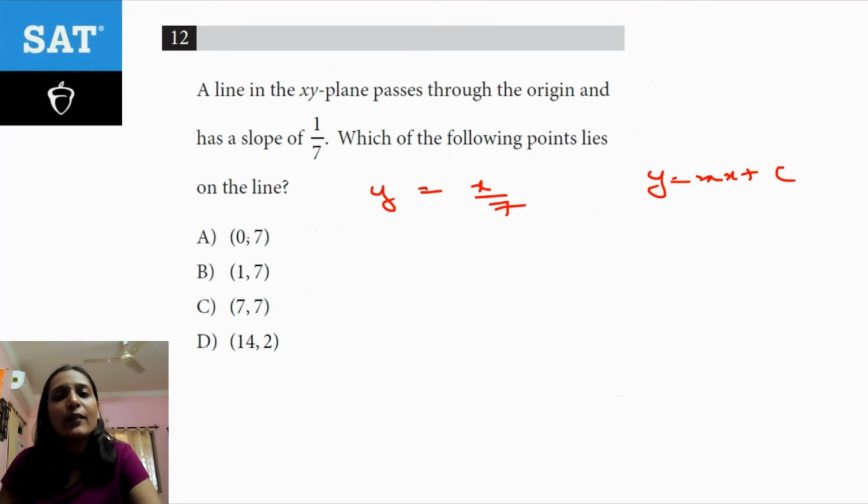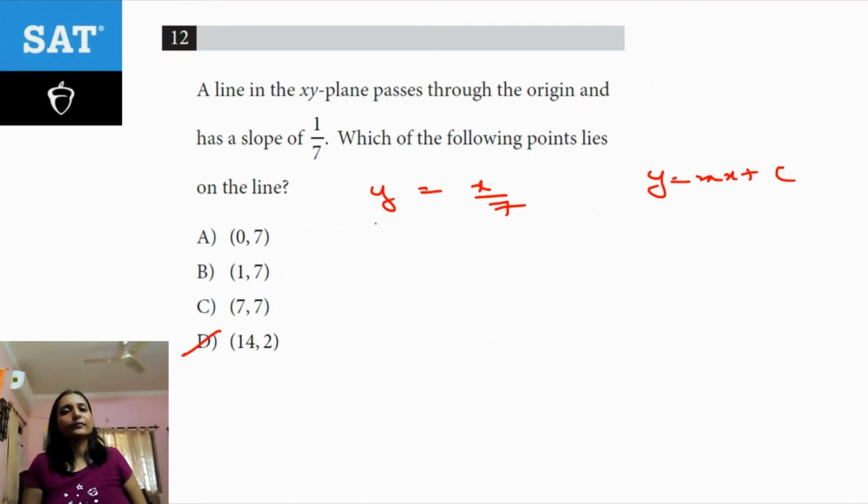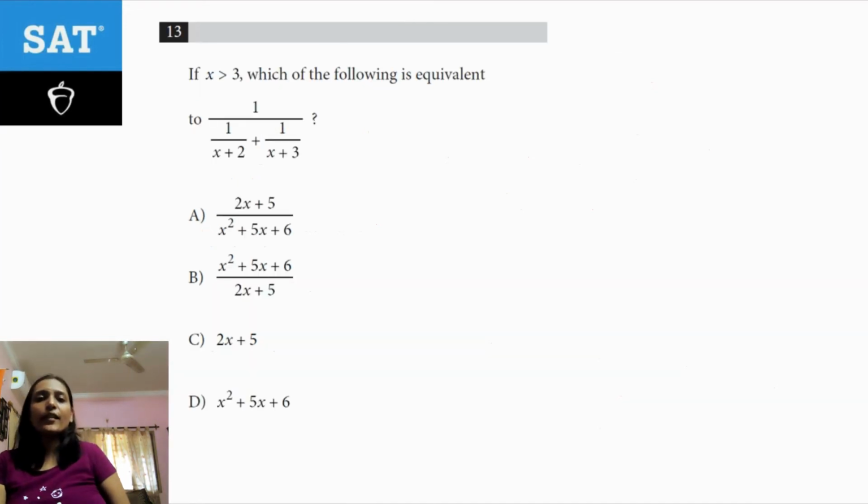So here they're saying which of the following points lie on the line. So if I plug in x is 7, I should be getting y value as 1. So here we're getting y is 7 when x is 1, 7 comma 7, 0 comma 7, and 14 comma 2. So this will be the right answer, because if I plug 14 over here, then the answer would be correct. Okay, let's go to the next question now.